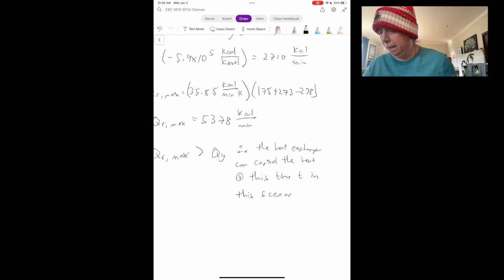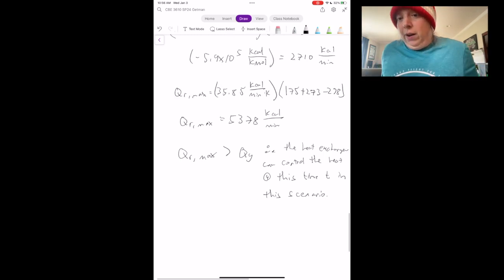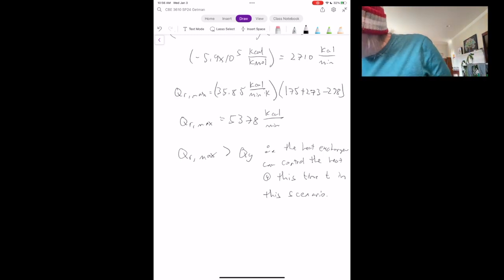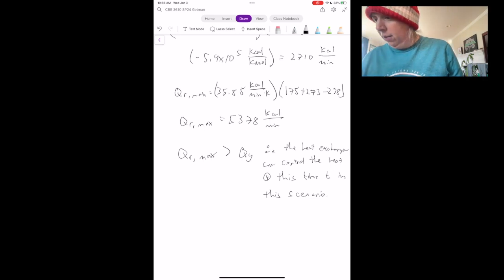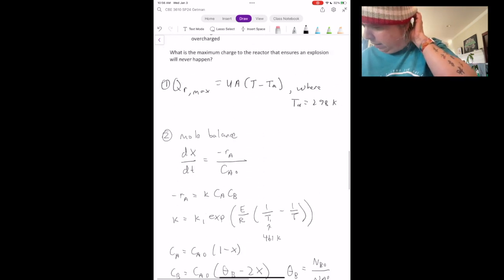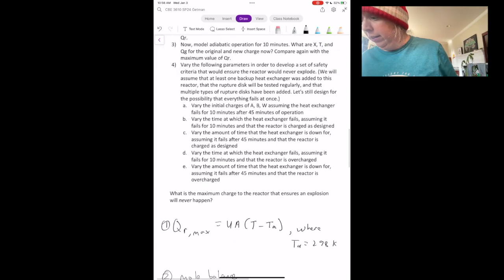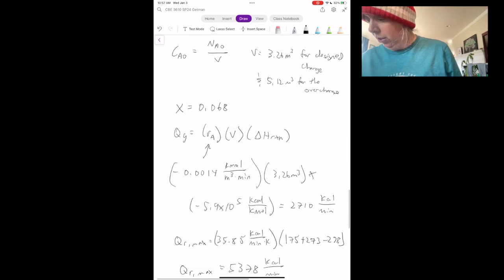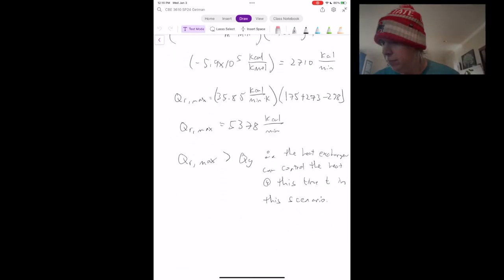Okay, so that's a good thing. Okay, so now let's consider the case where we have adiabatic operation. With adiabatic operation, we're going to need to involve an energy balance here. We're going to take adiabatic operation for 10 minutes, and we're going to start at this conversion here that we've developed.